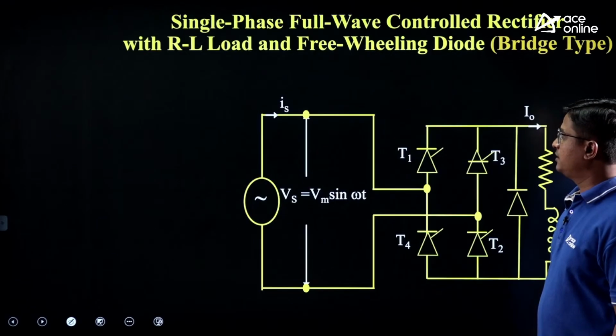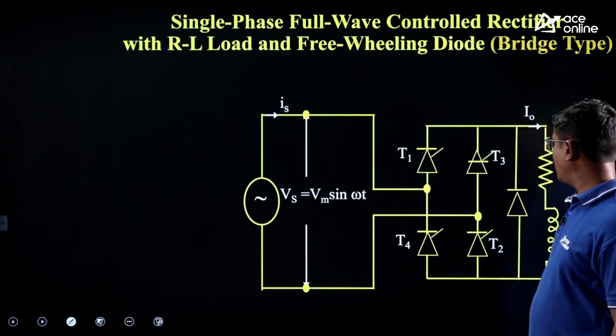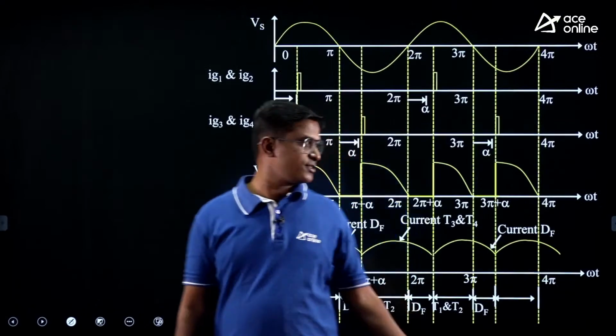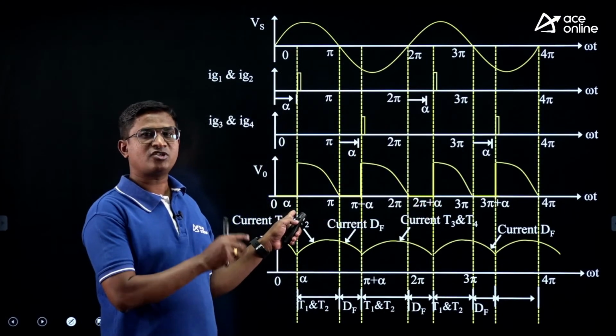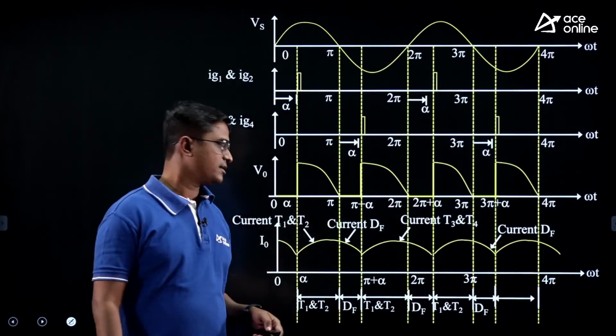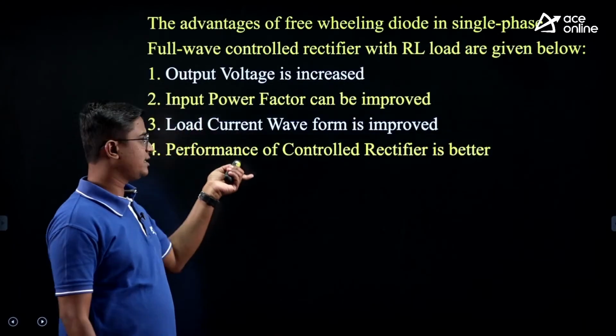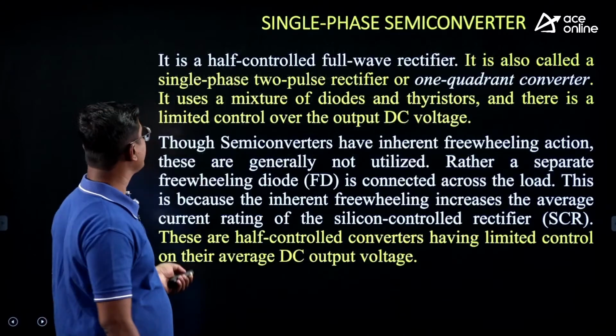Next, RL load with freewheeling diode. If the freewheeling diode is present, then there is no negative pulse. You can check, the output voltage waveform is the same as that of the R load. These are the advantages of the freewheeling diode.